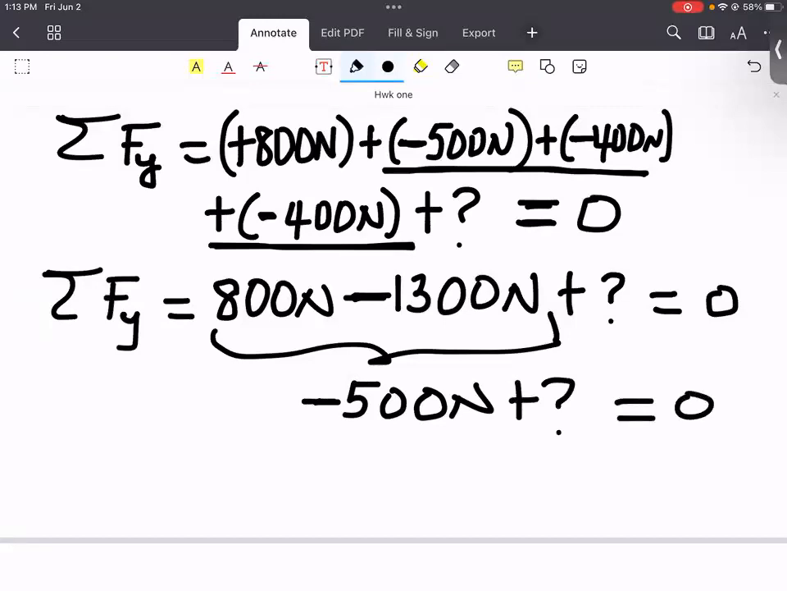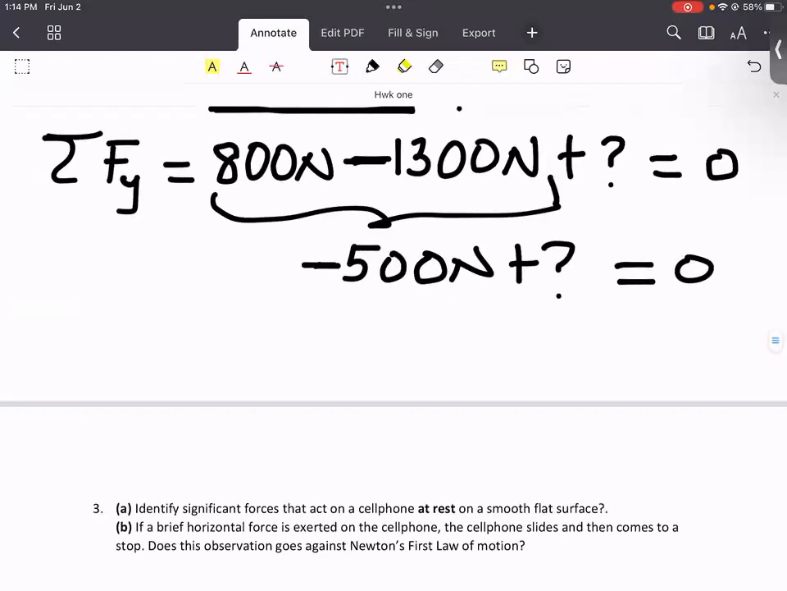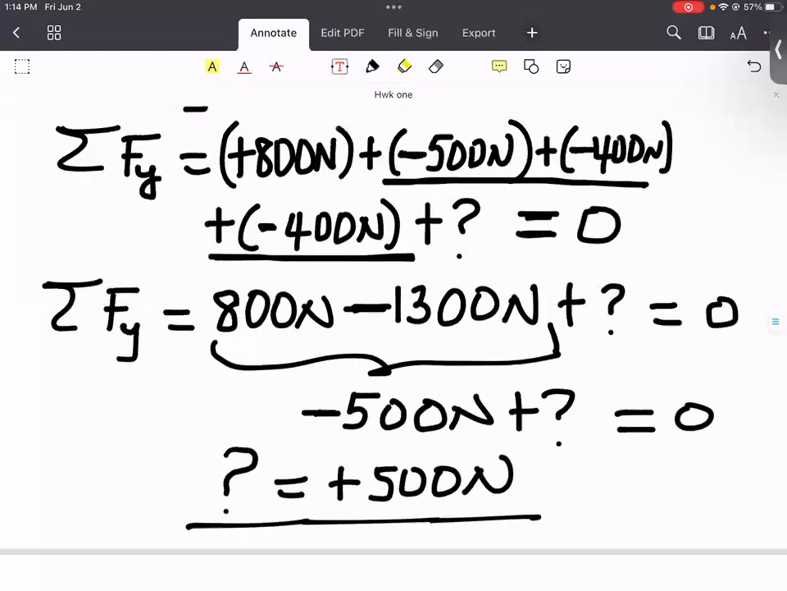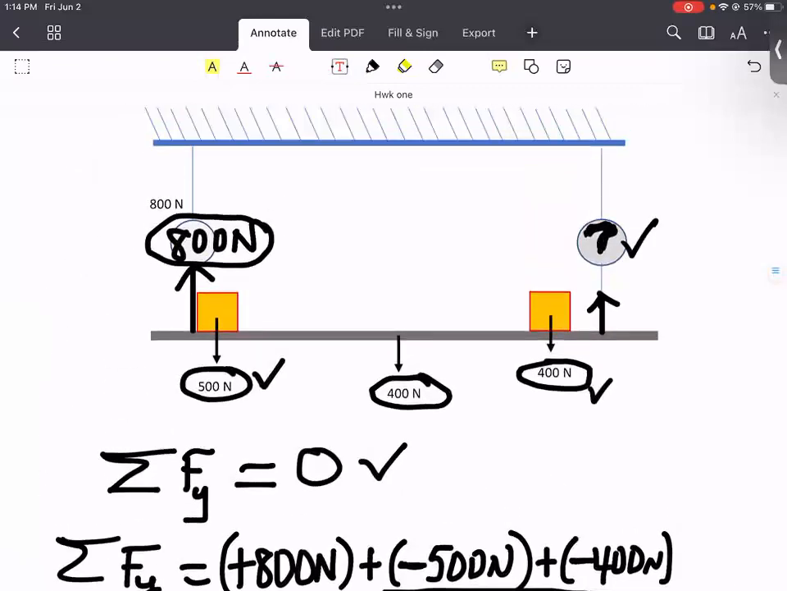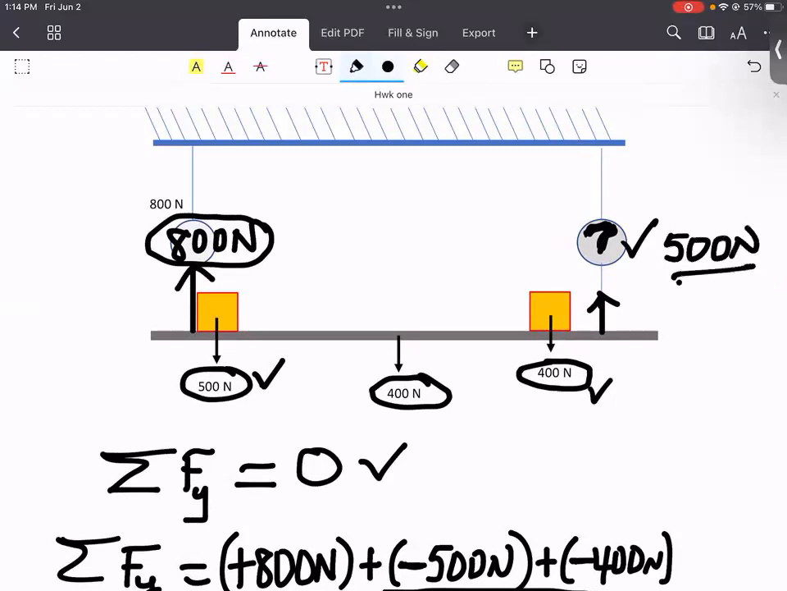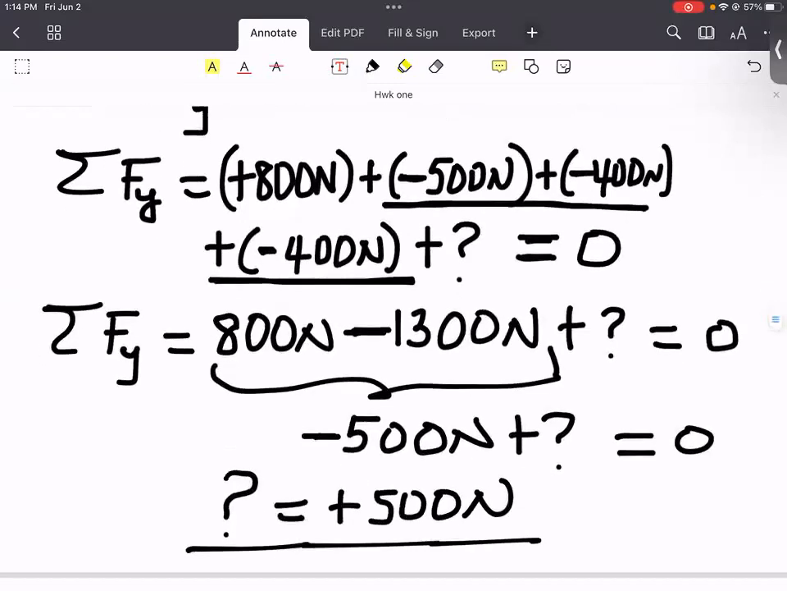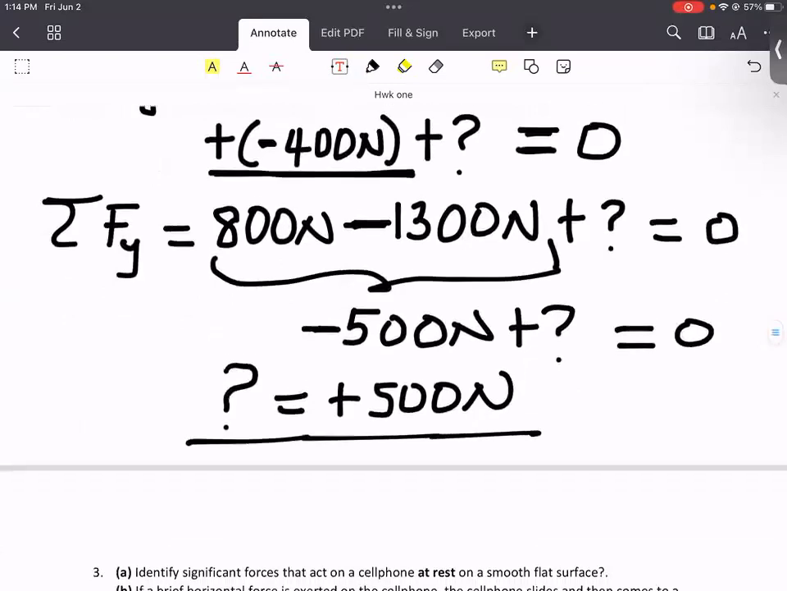And therefore, we can add 500 newtons to both sides of the equation, and that will help us to find our question mark. So the question mark will be plus 500 newtons. So the scale here will read 500 newtons. Okay, all right, so that's it. We just applied the condition for mechanical equilibrium, or the condition for equilibrium, and that's what we get there.